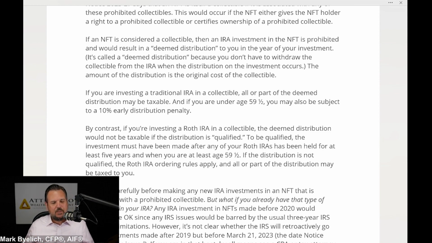This is important because I don't want to stereotype, but most of the people investing in crypto and NFTs are younger than 59 and a half. So these folks are being persuaded to invest in these NFTs inside their IRAs, and the IRS is telling us that if it's an NFT that's tied to a collectible or is considered a collectible, and the person investing in it is under 59 and a half, let's just say they invest $100,000 of their IRA funds into this NFT, that is a prohibited investment. That's considered a distribution, so that equals tax. And if you're under 59 and a half, that equals a 10% penalty.